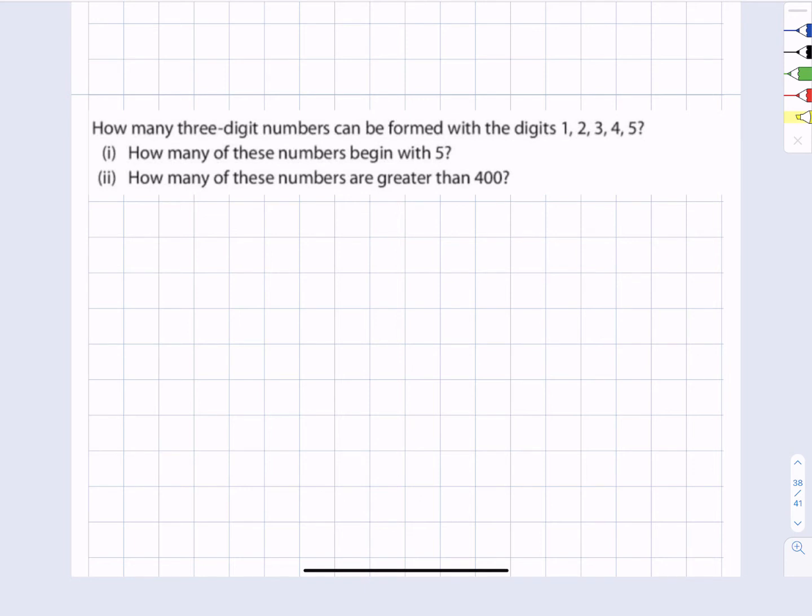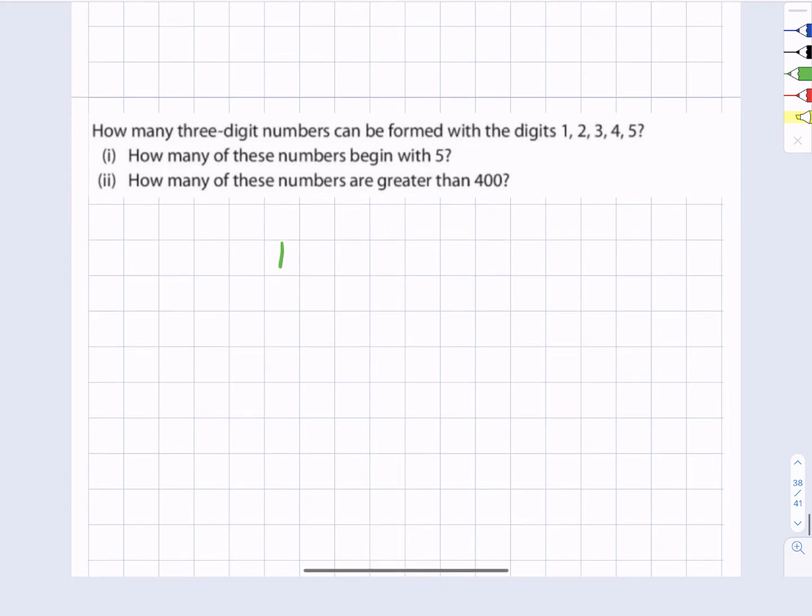So we're talking about how many 3-digit numbers can we form with the following digits, 1, 2, 3, 4, and 5. So what I know is I have 3 digits. The first one, the second one, and the third one. So these are my 3 digits.